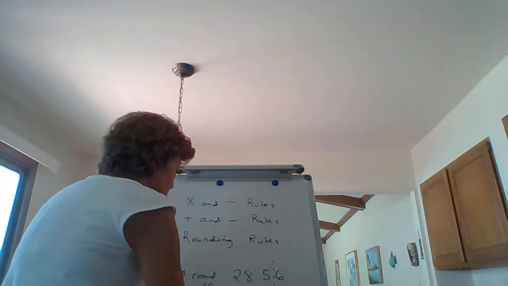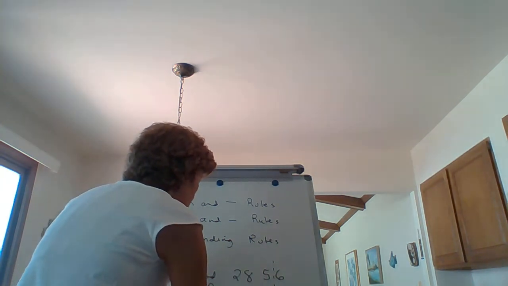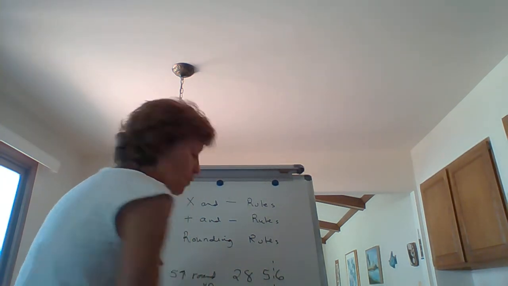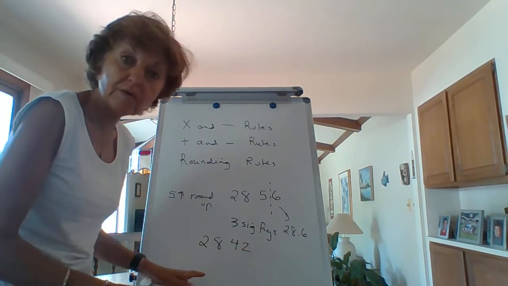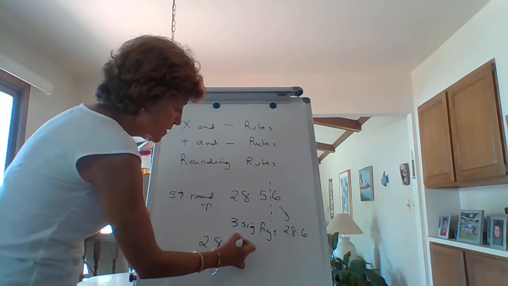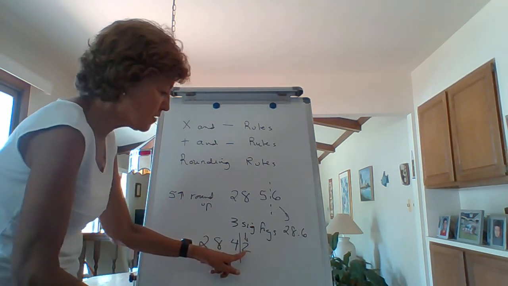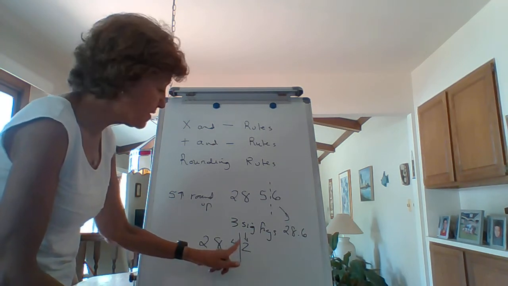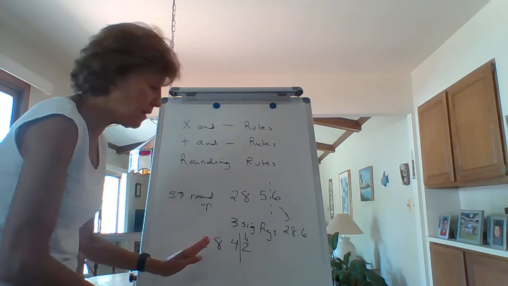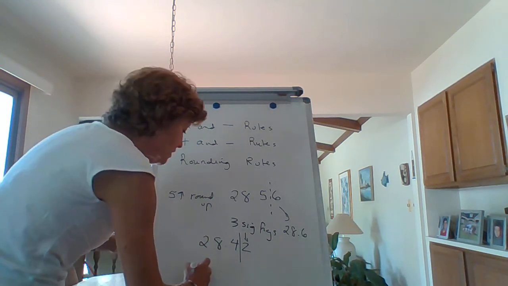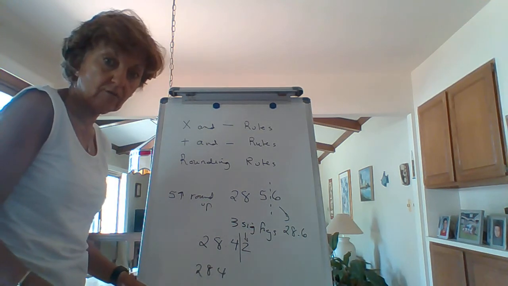Well, let's say you have a number like this, 28.42, okay? And you want to round it to 3 sig figs. See, this number here is lower than 5. Since it's lower than 5, you stay. You don't round up. So the final answer would be 28.4. Is that clear to everybody?